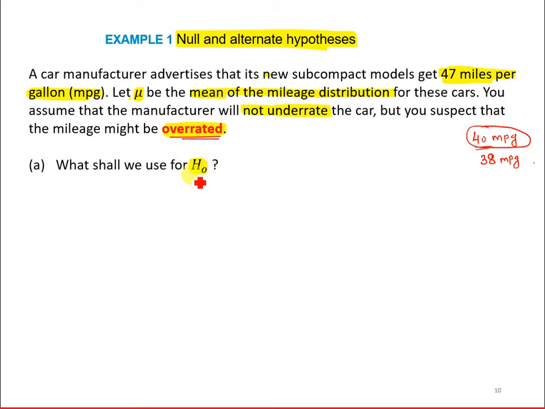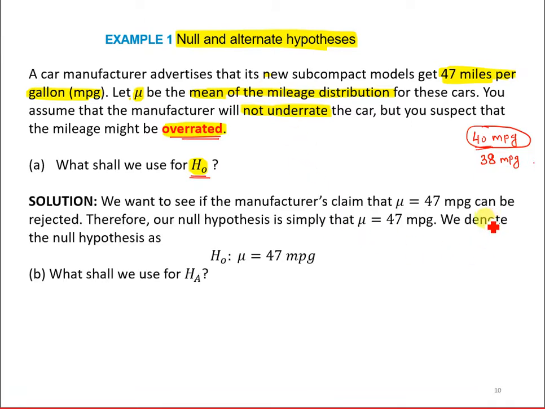So in this case, we have to find the null and alternative hypotheses. As I said, in the null hypothesis we always agree with the claim. So we say that okay, the manufacturer is saying that it should be 47 miles, fine. The null hypothesis is H naught: mu equal to 47 mpg. Now we need to get the alternative hypothesis.